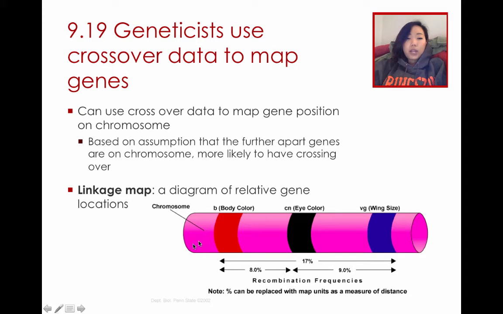And so what he did right here, this is called a linkage map. A linkage map is a diagram of the relative gene positions. Our technology has gotten a lot more advanced, but this was the beginnings of trying to map out all of the genes on chromosomes.